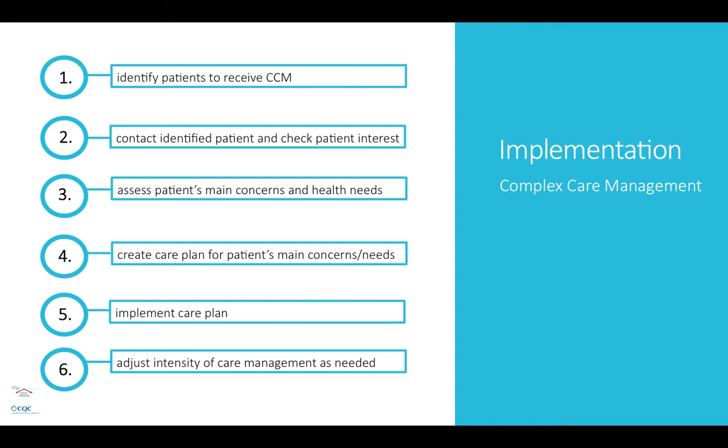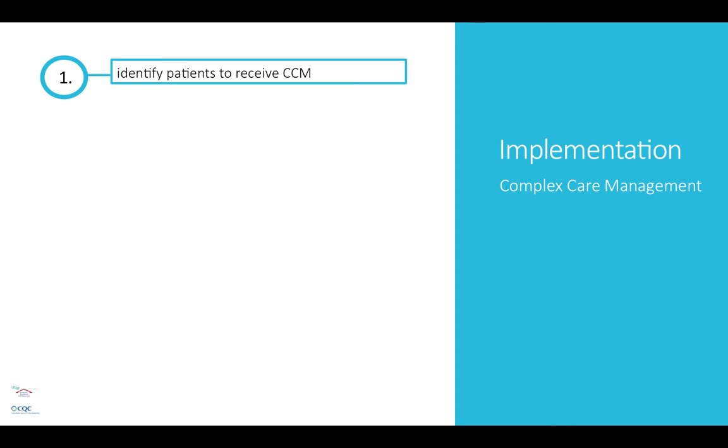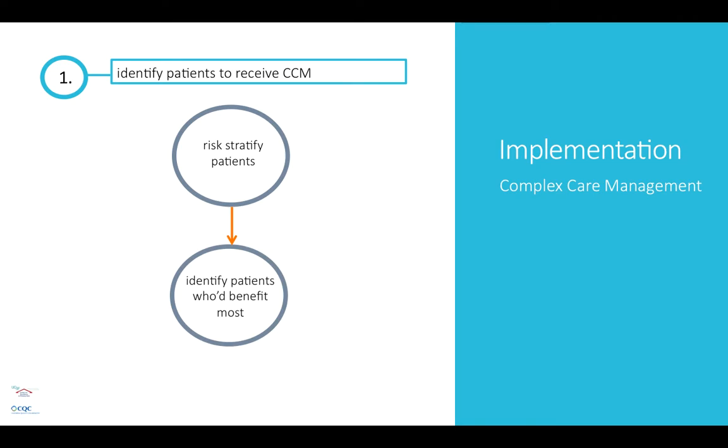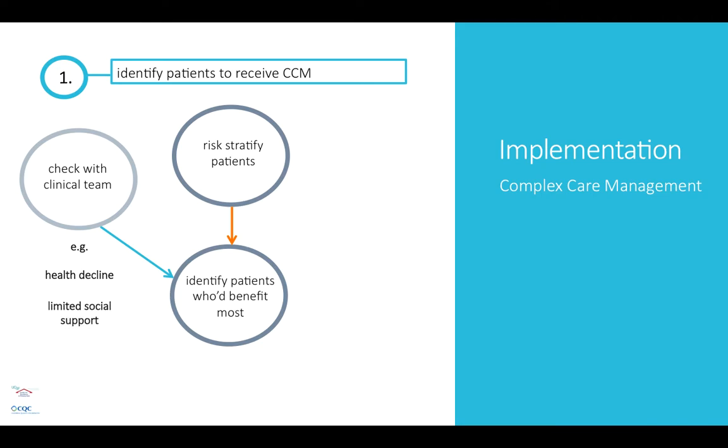Each clinic needs to decide how patients will be identified. This involves risk stratifying patients and identifying those who will most benefit from additional attention. The simplest way to identify patients for complex care management is to ask the clinical team who they are concerned about, whether because of a health decline, limited social support, challenges to navigating the health system, or other reasons. Care teams are good at identifying not only people in current crisis, but those who may soon experience challenges.